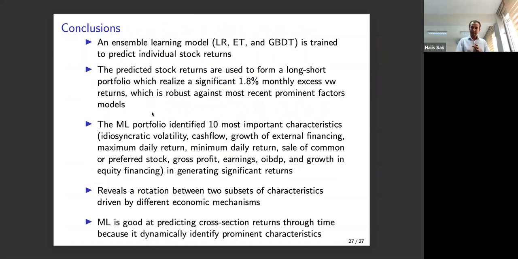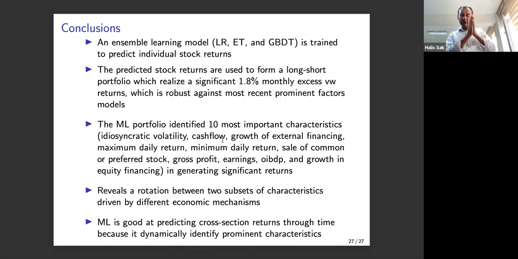So let me conclude my talk. First, we combined or ensembled different machine learning models, which is a standard approach in industry. We saw that the machine learning performance cannot be explained with the classical models, from the Fama-French 3 factors to the French 5-factor models. And the machine learning portfolio identified 10 prominent characteristics, from idiosyncratic volatility to min, max, and also factors related with external financing.